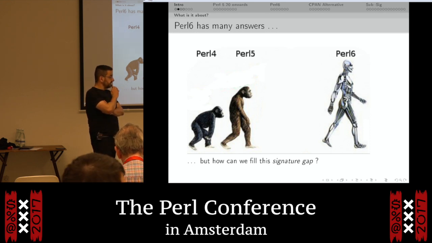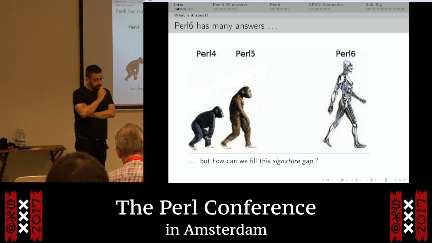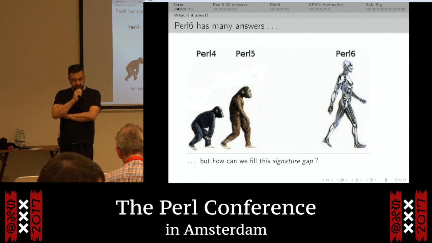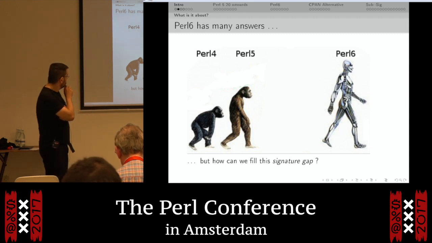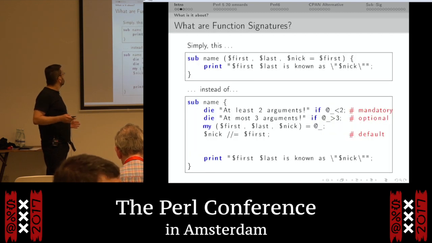So Perl6 has many answers to the question of how to define signatures, but Perl6 is totally incompatible to Perl5. And we have an evolutionary gap between the two languages. The question around my talk is how to fill this signature gap. So what are function signatures?